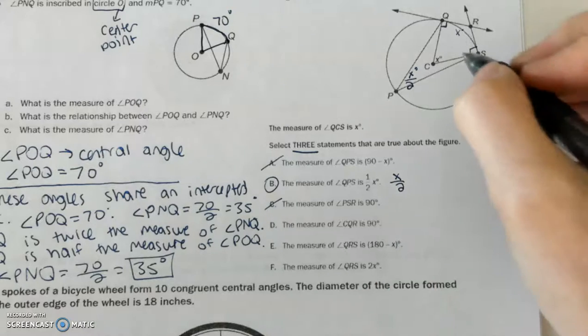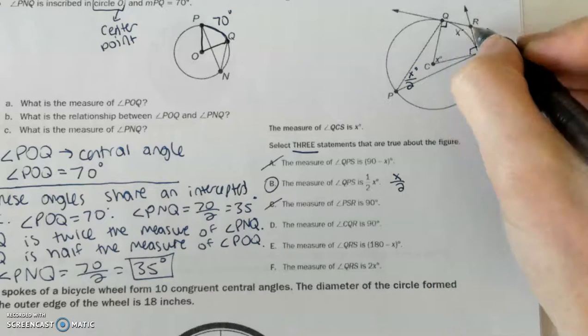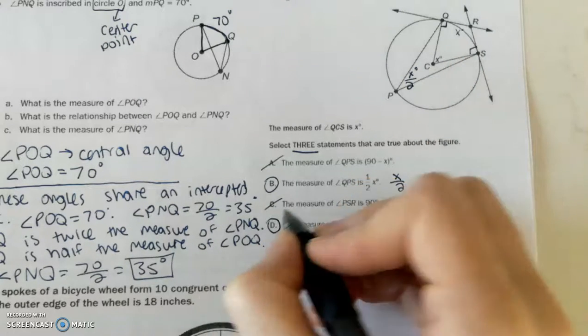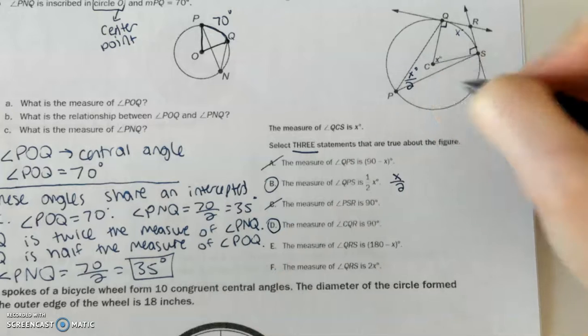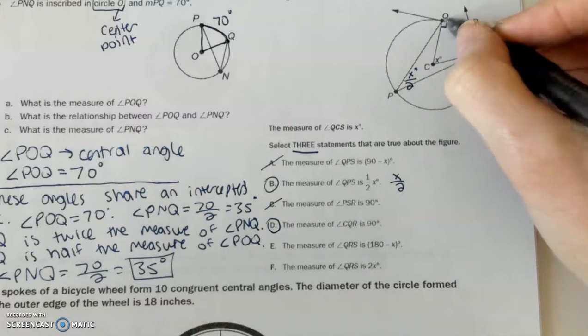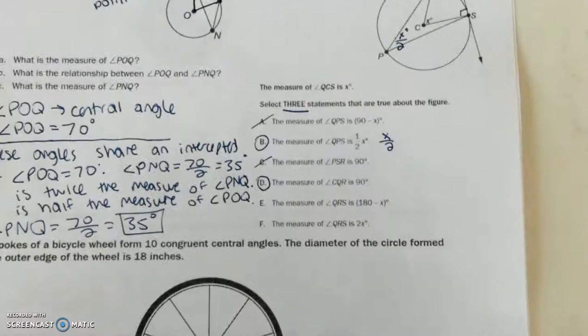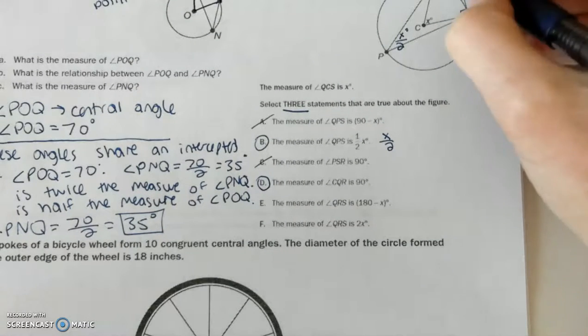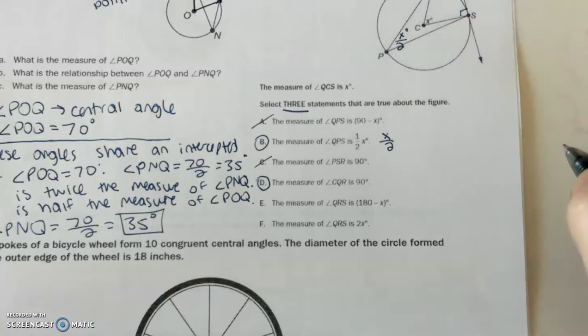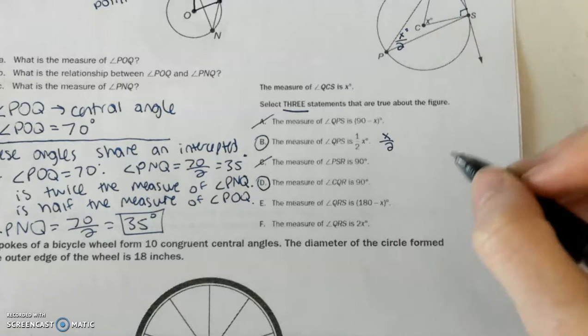All right, answer choice D, CQR is 90 degrees. That's a true statement because CQ is a radius, and it intersects at the point of tangency with that tangent line. So D is true. All right, E, the measure of QRS, so it's this outside angle, is 180 minus x.